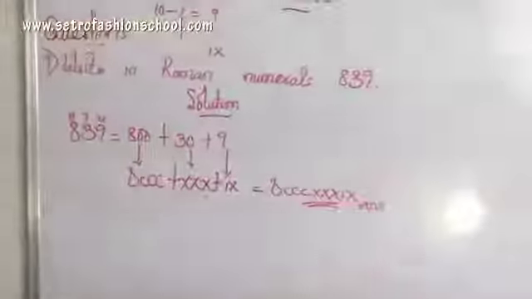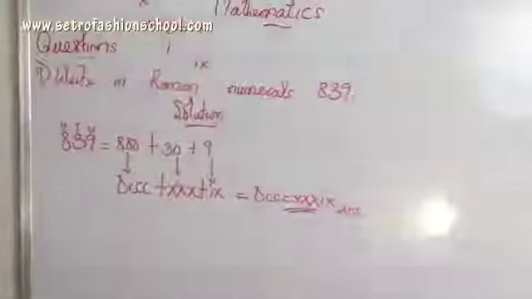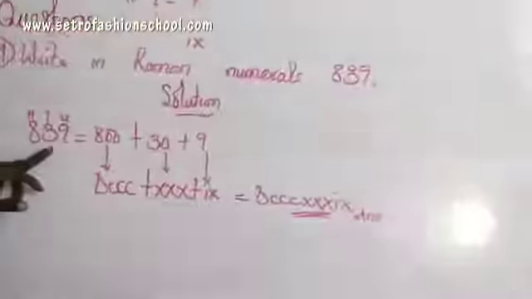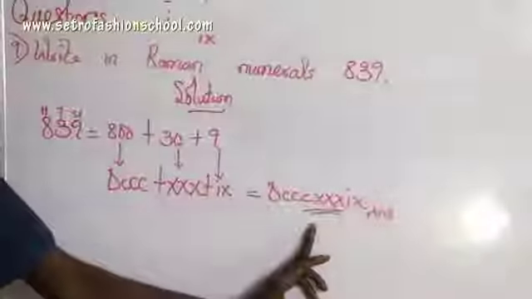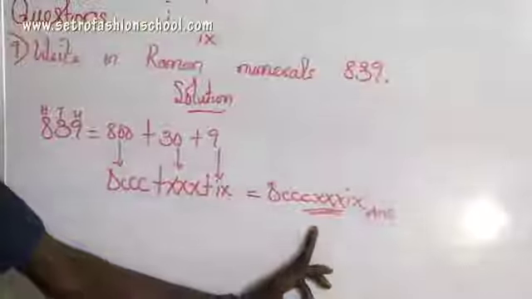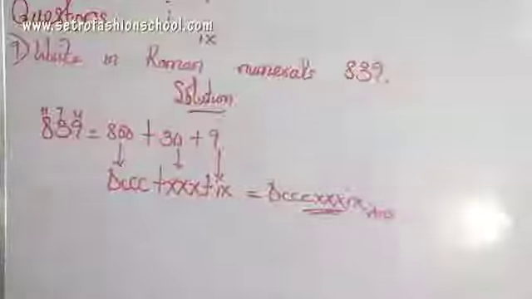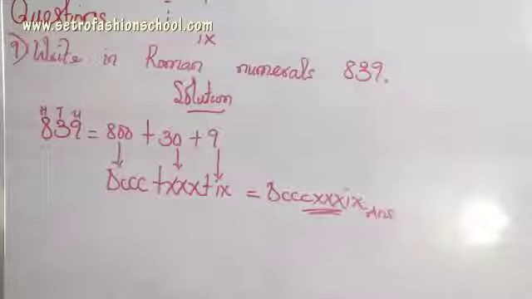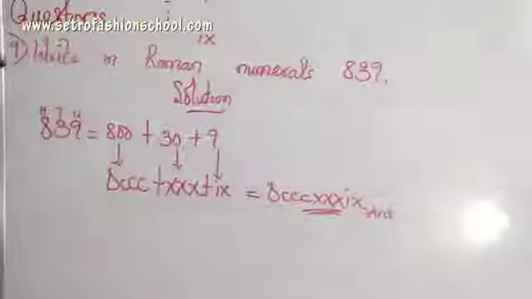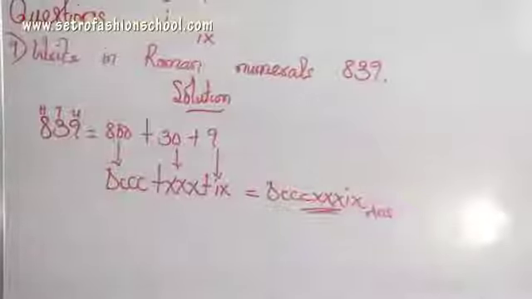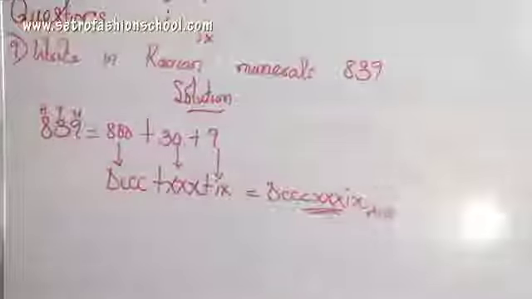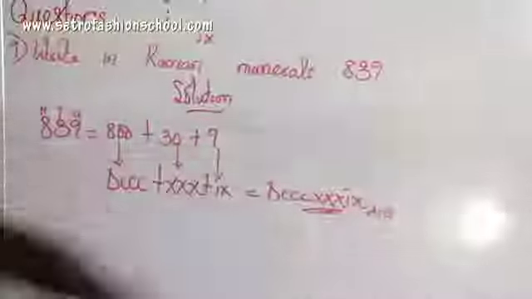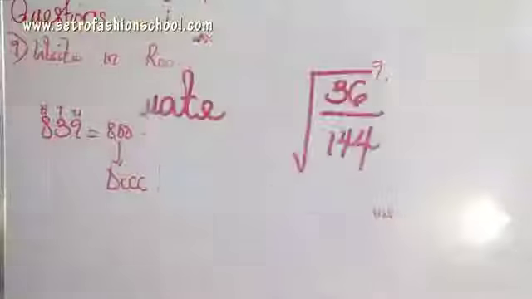That is your final answer. So, 839 is equal to DCCC XXX IX in Roman numeral. It's just a simple technique. You can pause the video, go through the question once again, and solve it on your own.